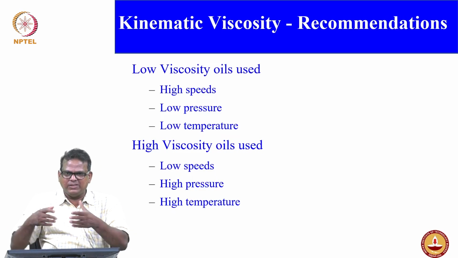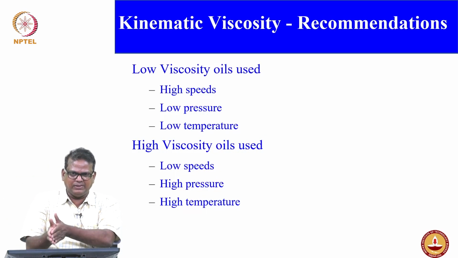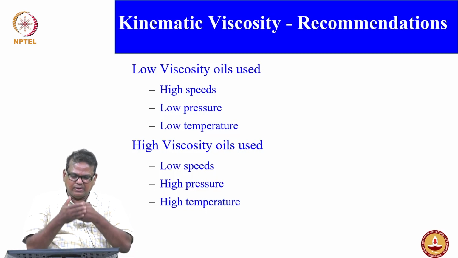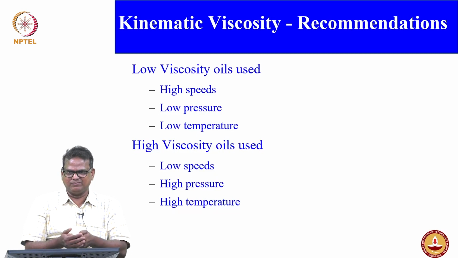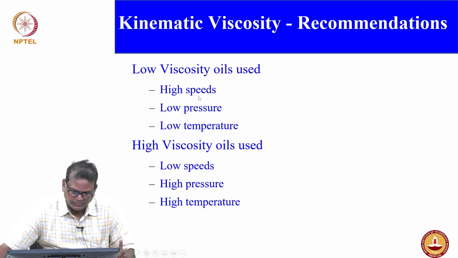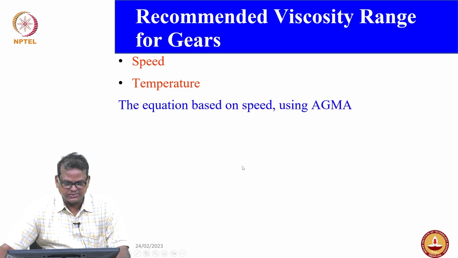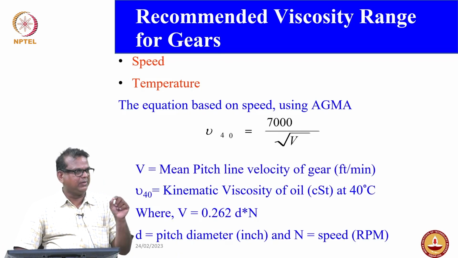When the viscosity reduces, it goes back to a lower level. So why do you want to? Anyway, if you operate your gear at higher speed, automatically due to the internal friction, it will reduce the viscosity. So rather than using high viscous lubricant, it is better to use low viscous lubricant. So that's the reason. Low viscous oil is used for high speeds, high pressure, low temperature, whereas high viscous oil is used for low speed, higher pressure, higher temperature. So this is the standard equation you should use to find out the required lubricant.